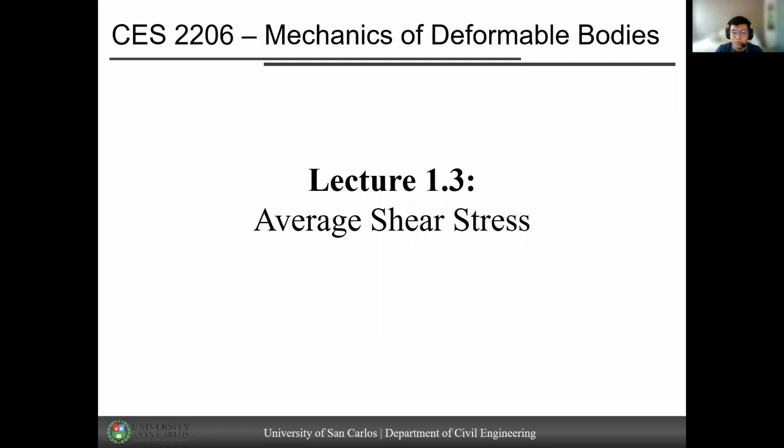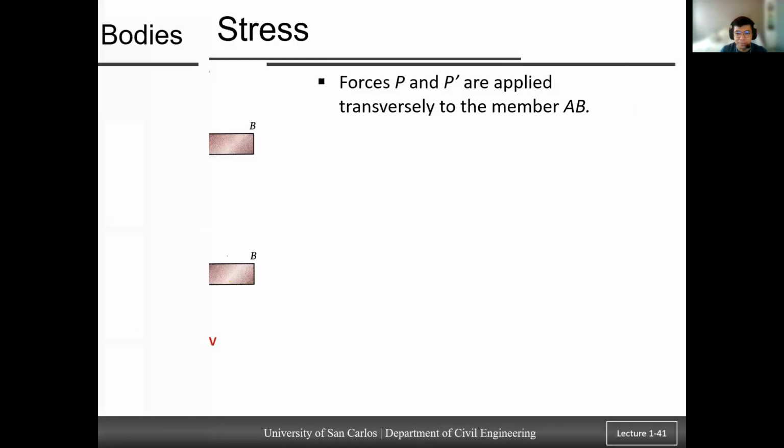Okay, so moving on to the next topic. So we have your average shear stress. It's called average because it's not deeply calculated for each part of your material, since it's just what we call a simple stress, so the stresses experienced are just average or normal calculations. So we go to average shear stress.